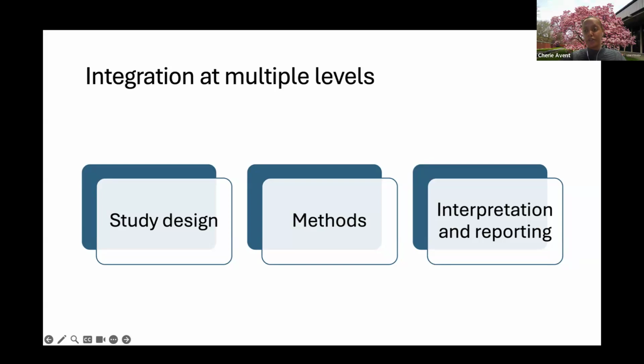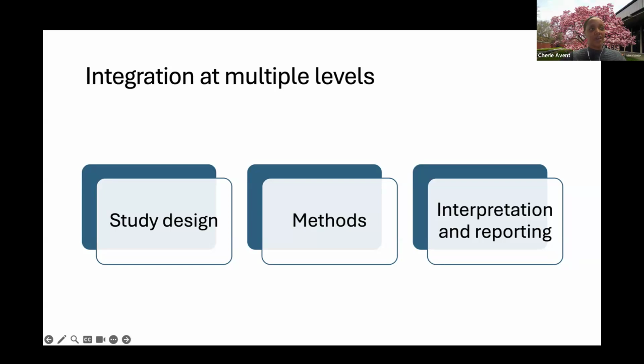If we think about our reports, it's having a section on quantitative findings, a section on qualitative findings, and then an integration section where you highlight the meta inferences that have come about as a result of bringing these two together. But again, today I am going to focus on integration at the methods level.